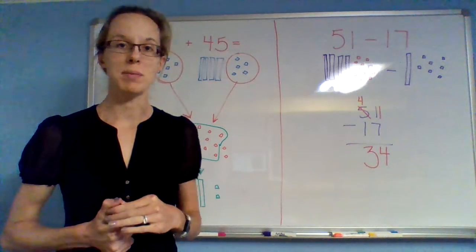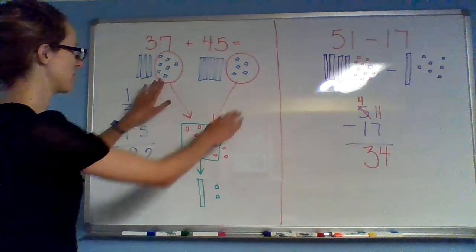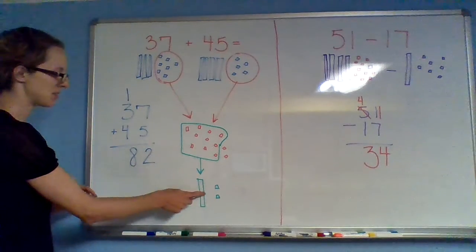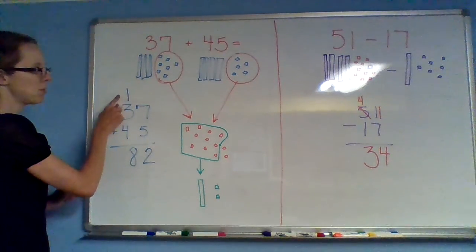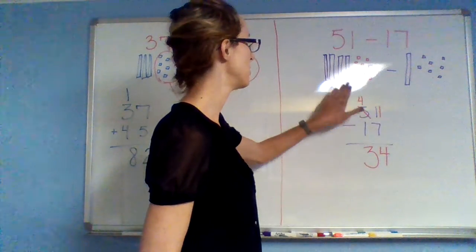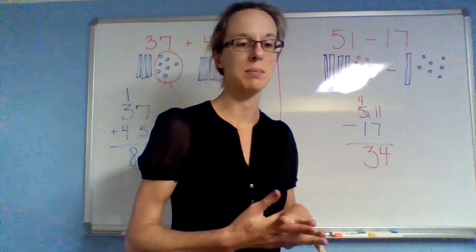In both of these problems, I had to do regrouping. Regrouping occurs when you have too many to fit in one place value, and you need to regroup some and bump them over, or when you don't have enough in one place value and you need to borrow from a different place value in order to complete the problem.